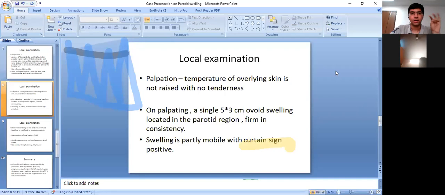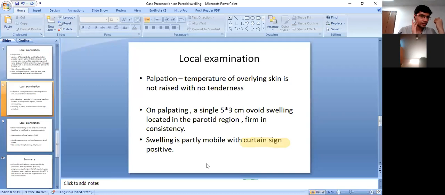Yes, the curtain sign is a sign in which the parotid swelling cannot be moved above the zygomatic arch, because the investing layer, the layer of fascia covering the parotid gland, is firmly attached to the zygomatic arch. So you cannot move the swelling above the zygomatic arch. It is just partly mobile. It is not fully mobile in all directions. You cannot move it superiorly above the zygomatic arch. That is the curtain sign. I hope you all got it. The curtain sign is the sign in which the parotid gland cannot be moved above the zygomatic arch. The reason is the very firm attachment of the investing layer of the fascia to the zygomatic arch.